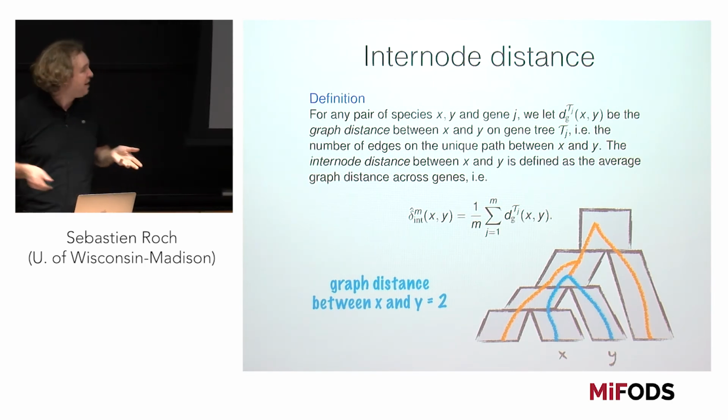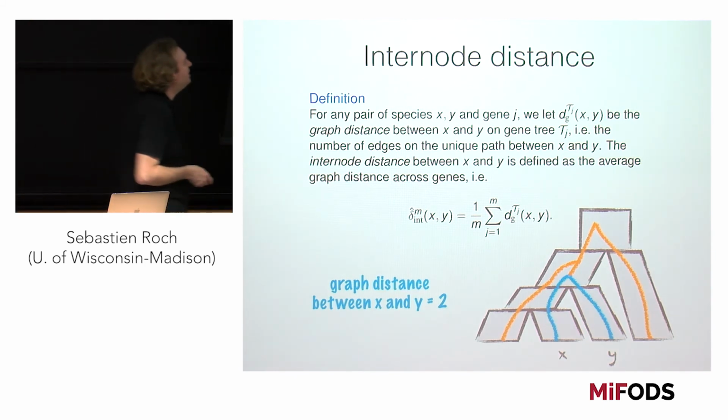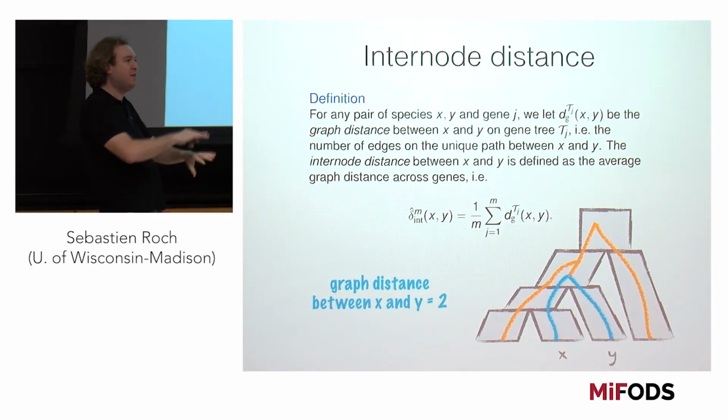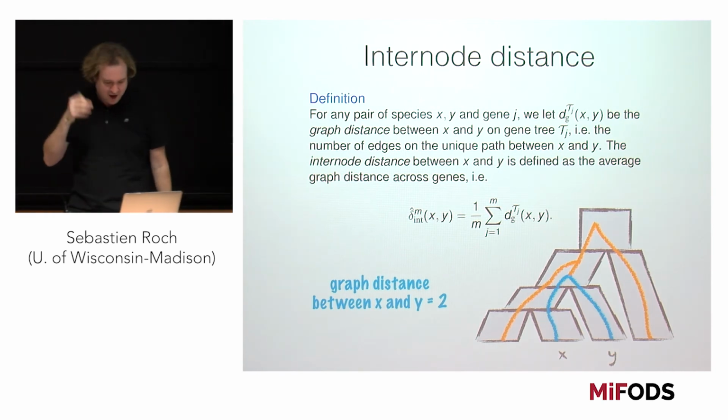And I do this for every pair, and I get this internode distance matrix. Okay? And then from that, I'm just going to do the same trick that I did before. I reconstruct a quartet topology, then I put them all together. And it's not obvious why this should work.